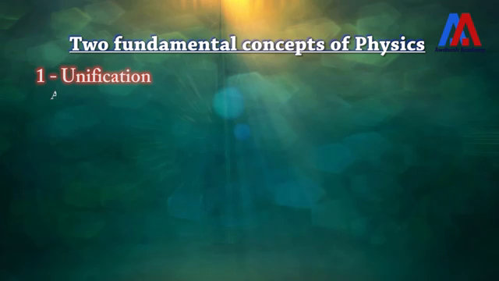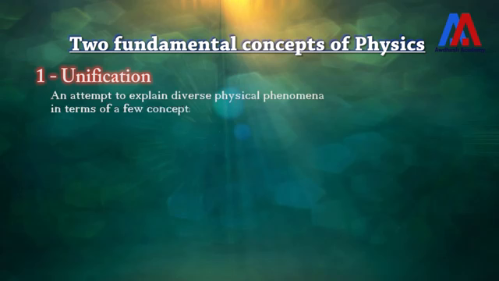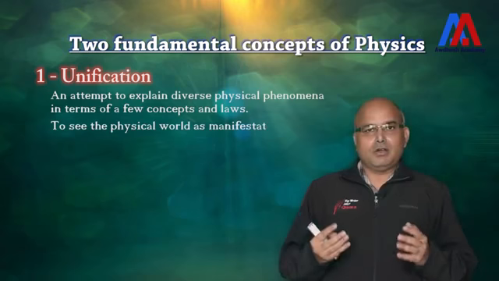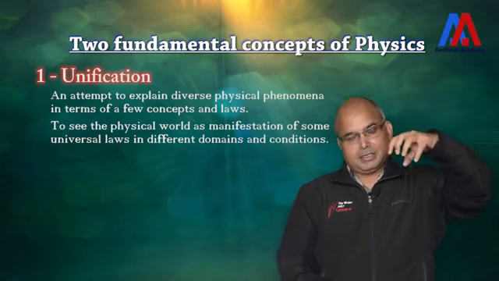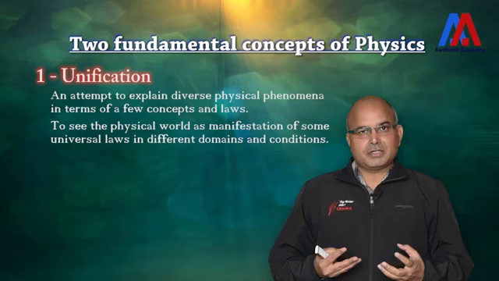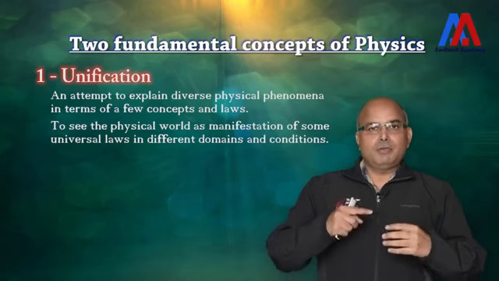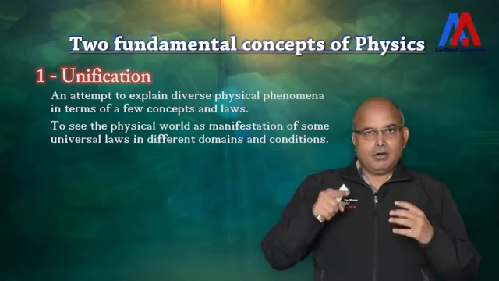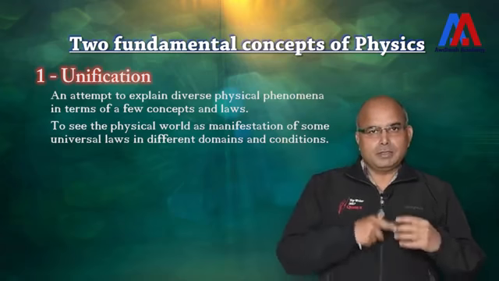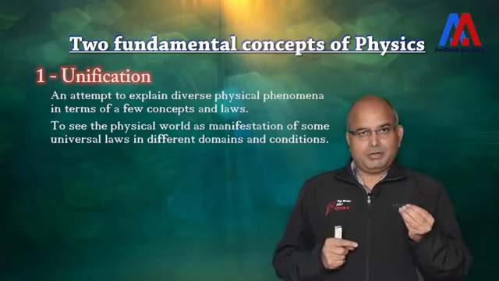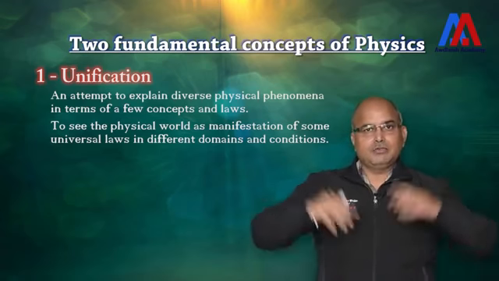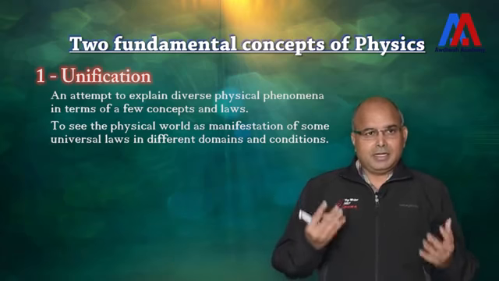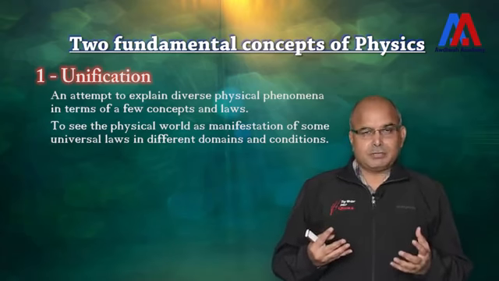Unification means that you are trying to explain diverse physical phenomena in terms of a few concepts or a few laws. For example, the law which is responsible for attracting the apple to earth is the same law of gravitation which is used to define the movement of earth around the sun and also the movement of moon around earth. So you have derived a particular law, and that law has a universal application. So that is what unification is. This is the first concept of unification.